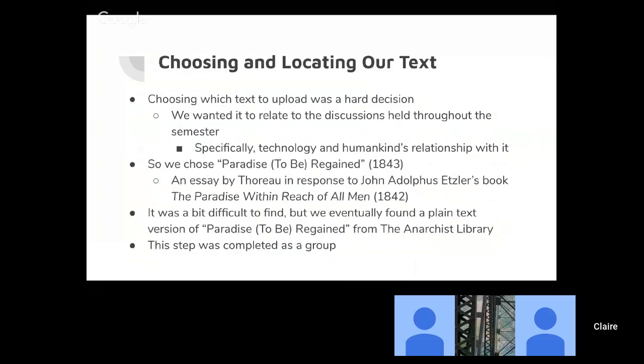It was kind of a process for us to pick the text because we wanted something that related to the discussions we held this semester. We looked for stuff that talked about technology and humankind's relationship with it. So we stumbled upon Paradise to be Regained, an essay by Thoreau in response to John Adolphus Etzler's book, The Paradise Within Reach of All Men. This step was completed as a group, but we had to find a plain text version, and we got this from the Anarchist Library.